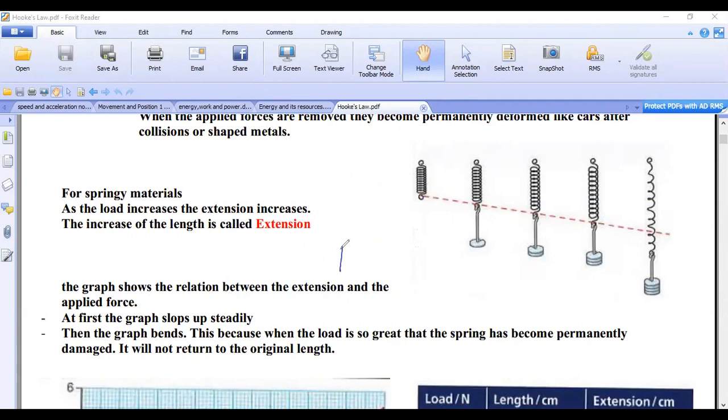Hooke's law states that the force is directly proportional to the extension. So to change this form into an equation, this sign is the sign of directly proportional. When we remove the directly proportional sign, we replace it by constant and equal. So F equals kx, where F is the load or the applied force, x is the extension, and k is the spring's constant.